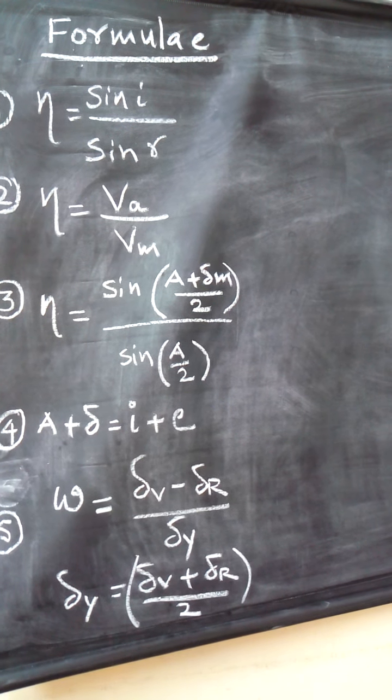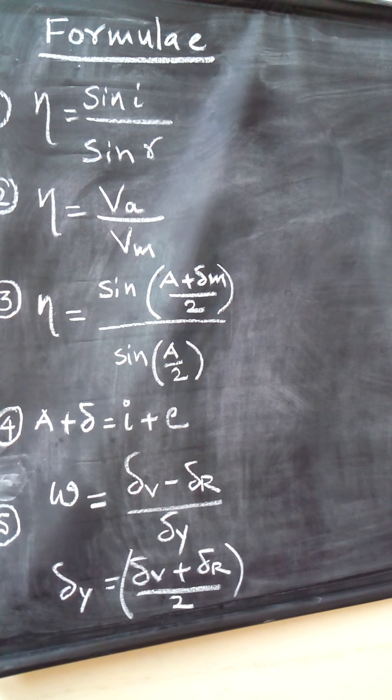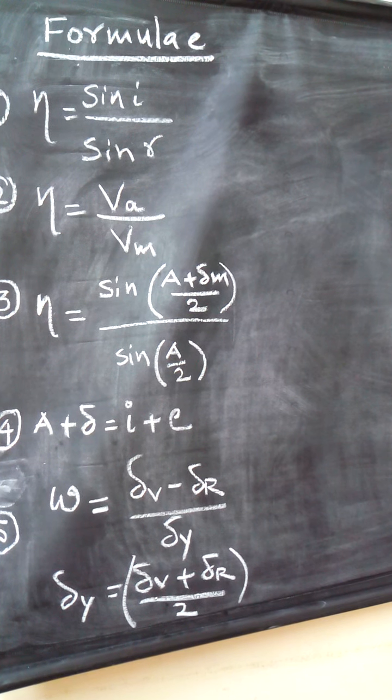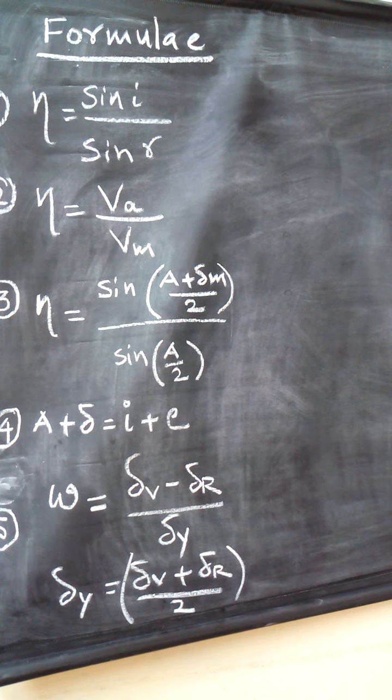Formula number 1, refractive index is given by the formula eta is equal to sin I by sin R. I is the angle of incidence and R is the angle of refraction. Second formula is again refractive index in terms of velocity of light. So refractive index eta is equal to velocity of light in air upon velocity of light in the medium.